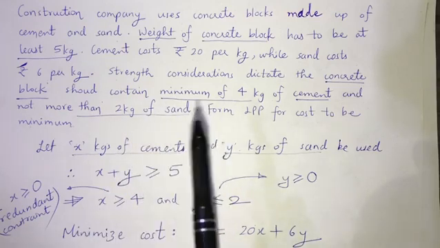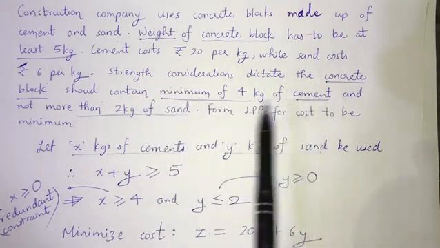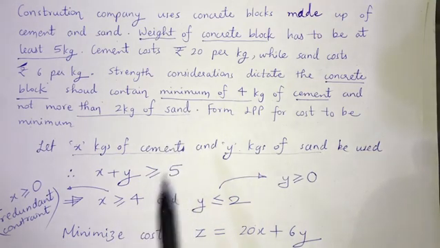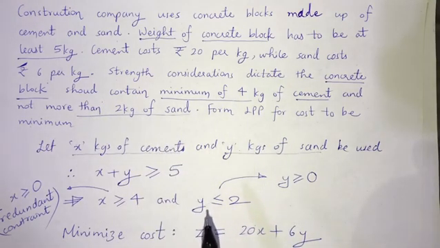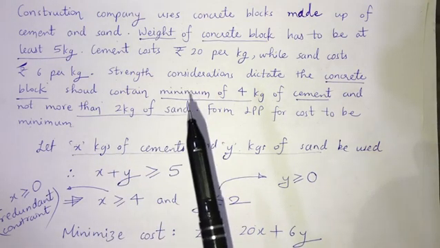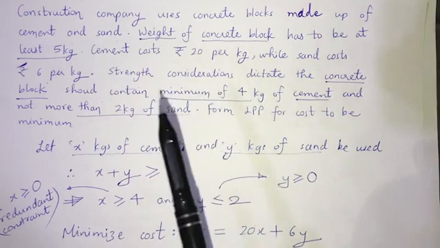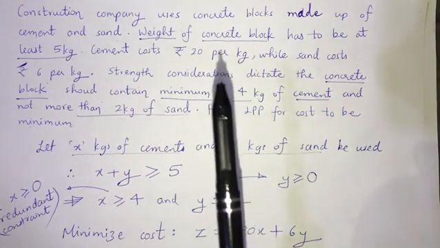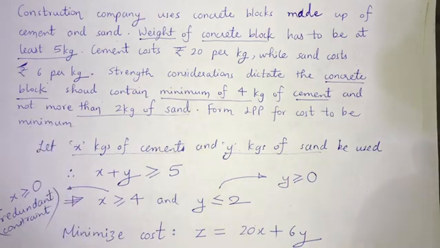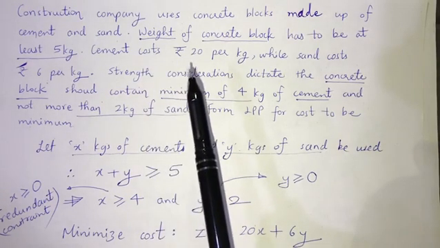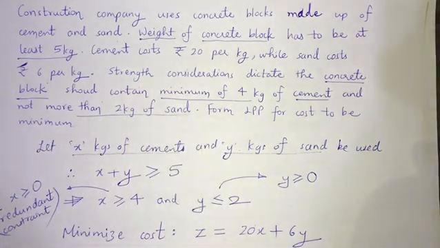In that, cement has to be minimum 4. It has to be greater than or equal to 4. And sand has to be maximum 2 kgs. Okay, what we are going to do is minimize the cost. Cement cost is 20 per kg. So the total cost of cement used is 20x, while sand used is 6y. So we get 20x plus 6y as the total amount spent. It depends on the cement and the sand, and that has to be minimized. So total cost is minimized. 20x plus 6y has to be minimized.